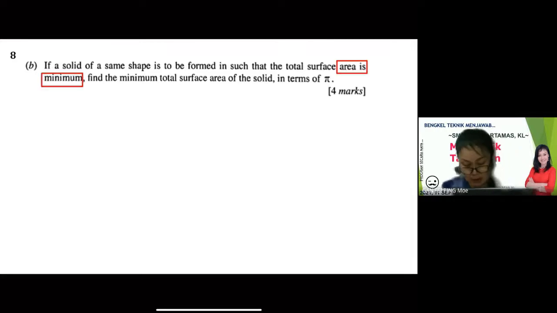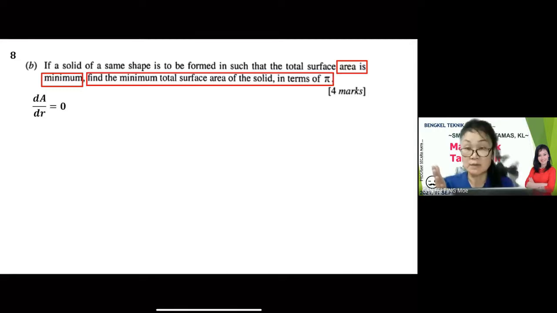Okay, so then we continue. The total surface area is minimum. When do you come across the word minimum? Minimum is by dy/dx. So here, what do you know? A is the area of the shape. The shape is a cylinder and a cone. So it is dA/dr. dA/dr minimum means that it equals 0. This is what you should get.